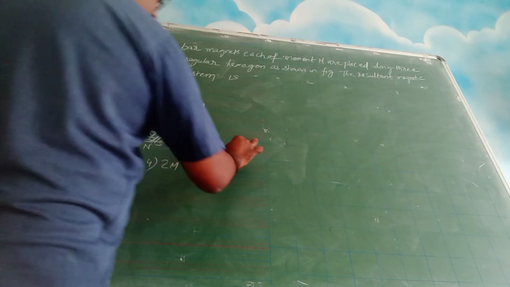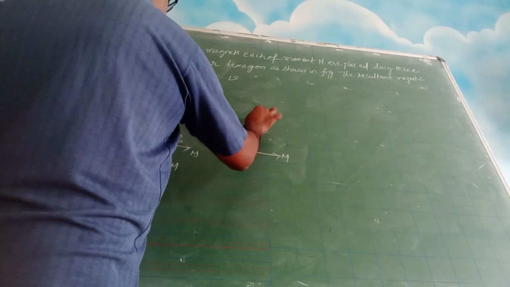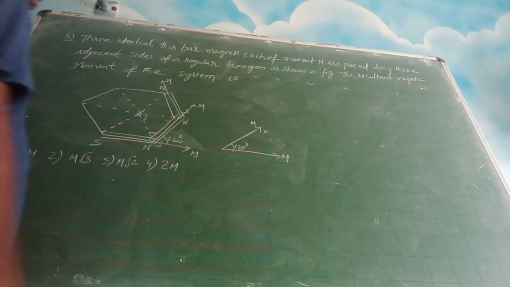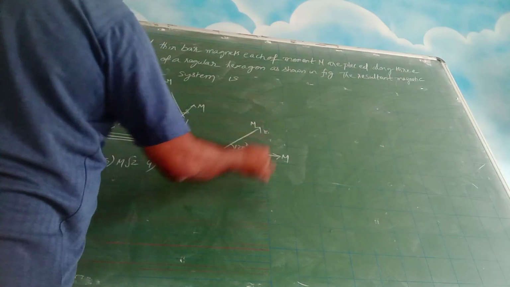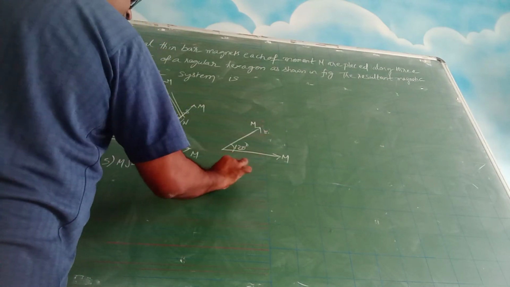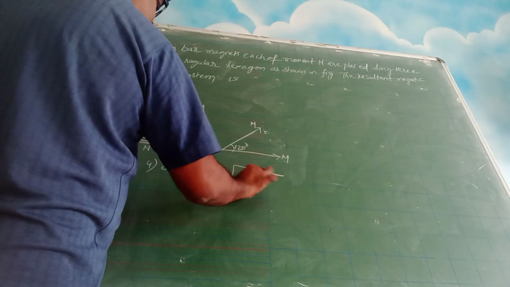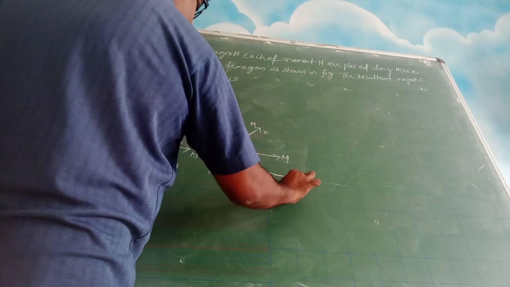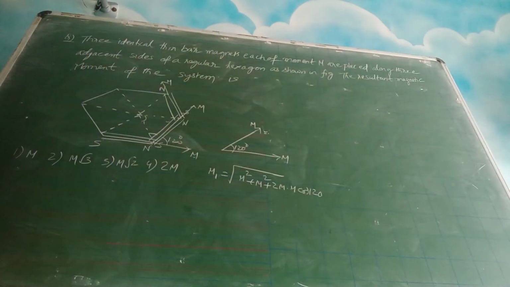So you have a situation like this where you have M like this and another M like this, and they are making 120 degrees. Alright. So let us say the resultant of these two is M1. M1 will be equal to root over M square plus M square plus 2M into M cos 120.